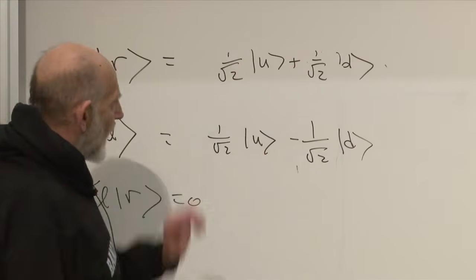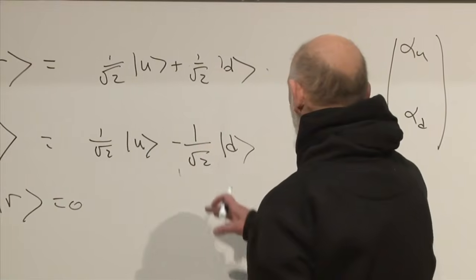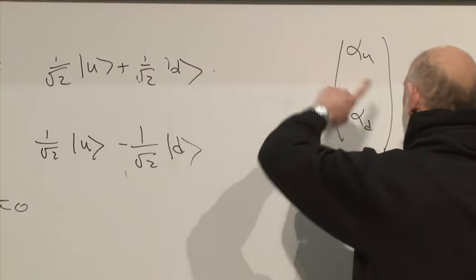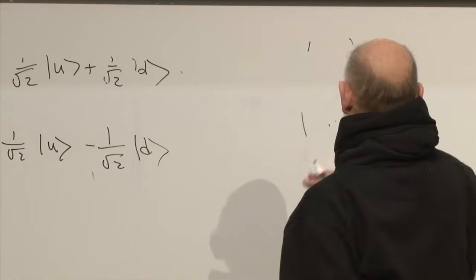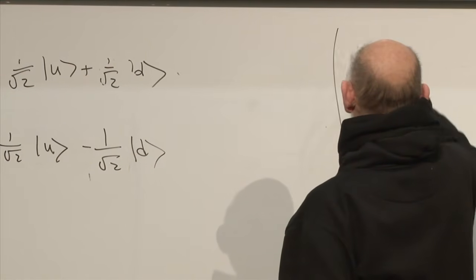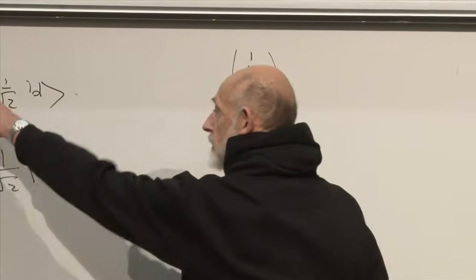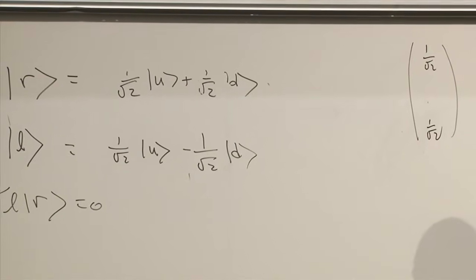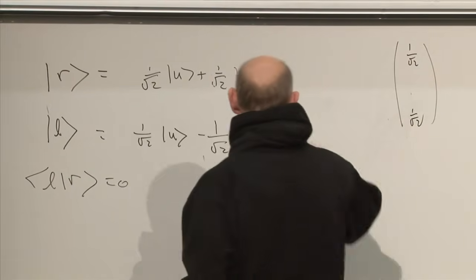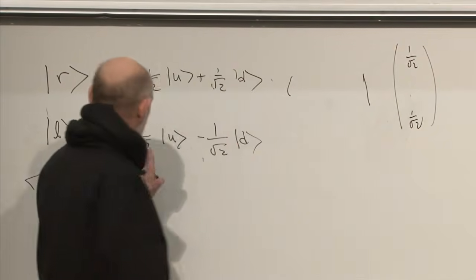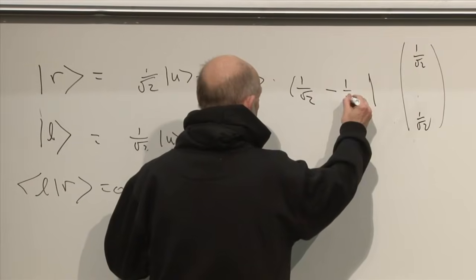How do we check that this is orthogonal to that? Well, let's write the row. The column vector describing right is 1 over square root of 2, 1 over square root of 2. What is the row vector describing left? If we want to take the inner product, we want to combine the row vector with the column vector. So the row vector describing this guy over here is 1 over square root of 2, minus 1 over square root of 2.